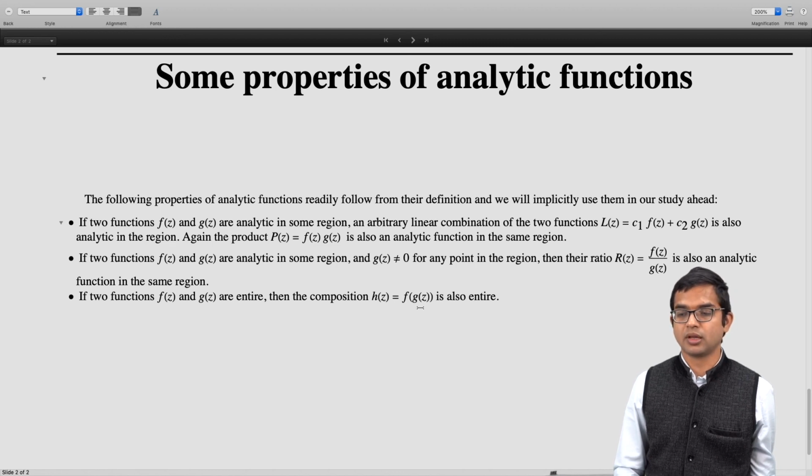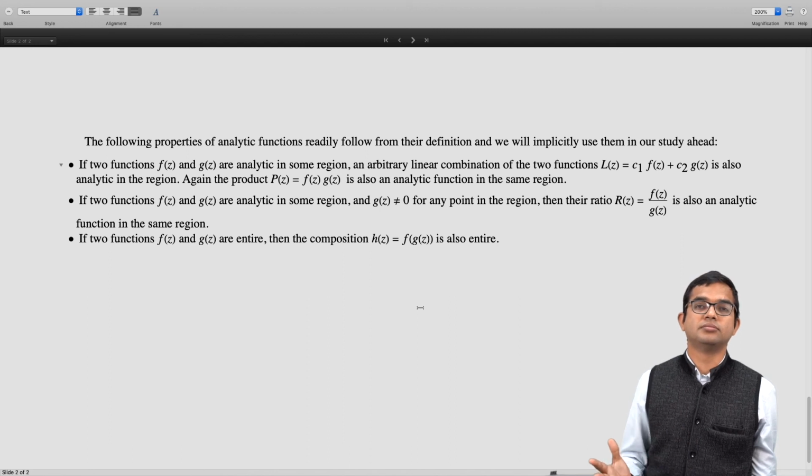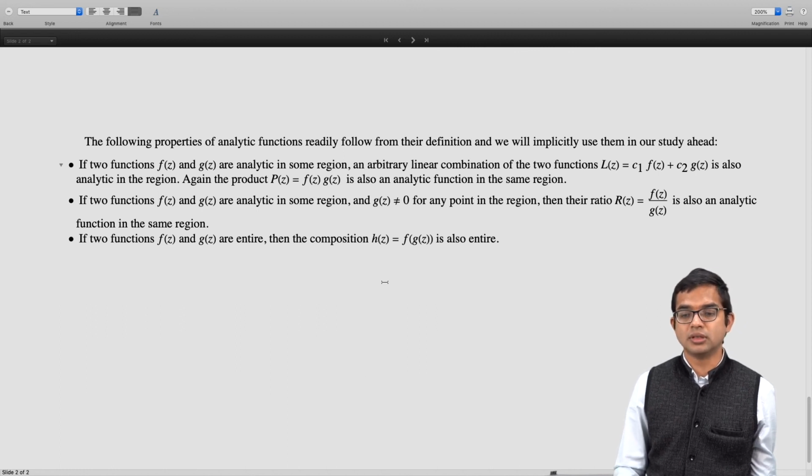Okay, so in this lecture we have looked at some properties of analytic functions and looked at a few examples where analyticity brings in some nice properties. We will look at more of these properties as we go along in this series.